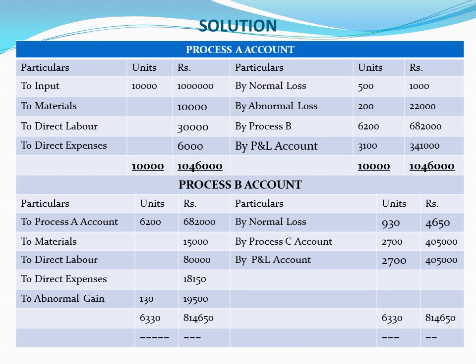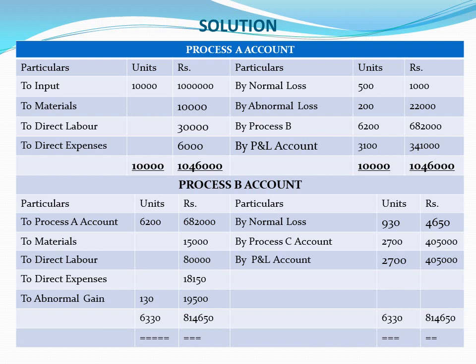We have given that from process A, 2/3 of the output is transferred to the process B account and the rest is sold. So we have taken 6,200 to the process B account. Now in the process B account, from process A we have received 6,200 units and the amount is 6,082,000. Sundry materials of process B 15,000, labor 80,000, direct expenses 18,150. Normal loss in this case is 15%, so 15% of 6,000 is 2,700.